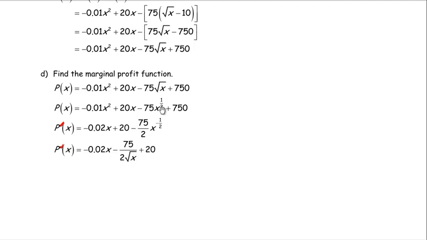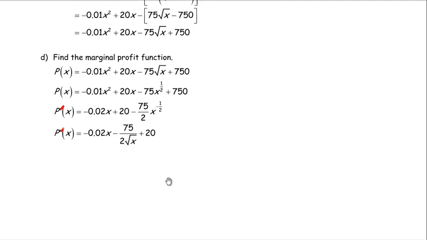And the derivative of x to the power of a half, so the half comes down in front and multiplies by the negative 75, so it's negative 75 halves. And we reduce the exponent by 1, so a half minus 1 is negative a half. There's a little negative sign right there. Now, the power of a half means the root, and the negative means that root's in the denominator. So that's why I wrote my root in the next line in the denominator beside the 2. So that's my marginal profit function.